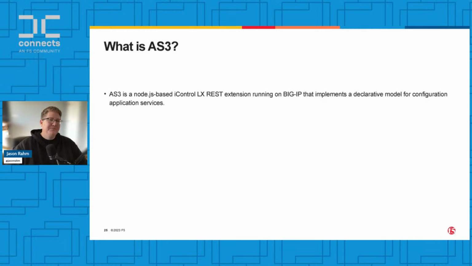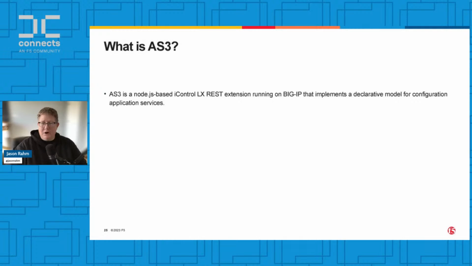And so, all right. So, what is AS3? And this is a mouthful, but AS3 is a Node.js based iControl-LX REST extension running on Big IP that implements a declarative model for configuration application services. I think you can run it on Big IQ. There used to be a container that you could run it in, and I don't know if that's still available. But there were options not to have the AS3 package running directly on Big IP, but that's the one that I've always used. But it is that iControl-LX package. So it's something that needs to be installed. It doesn't come installed by default.